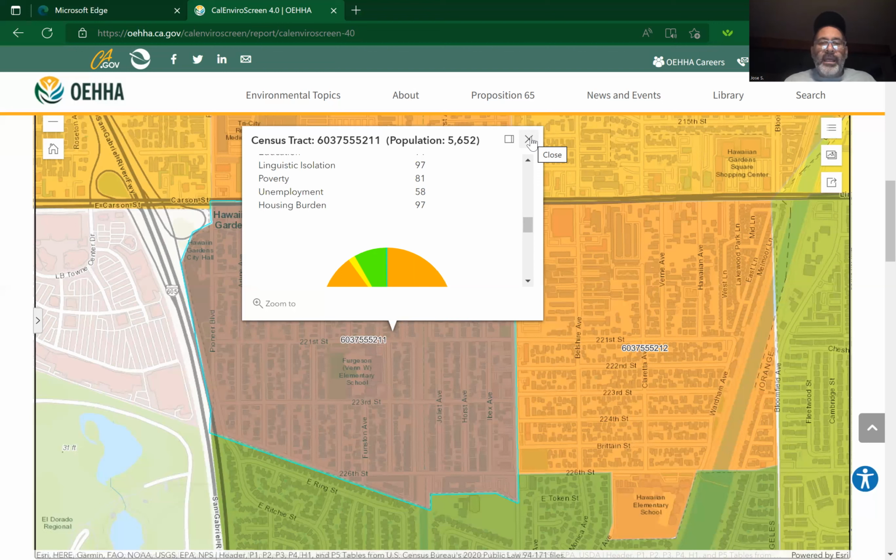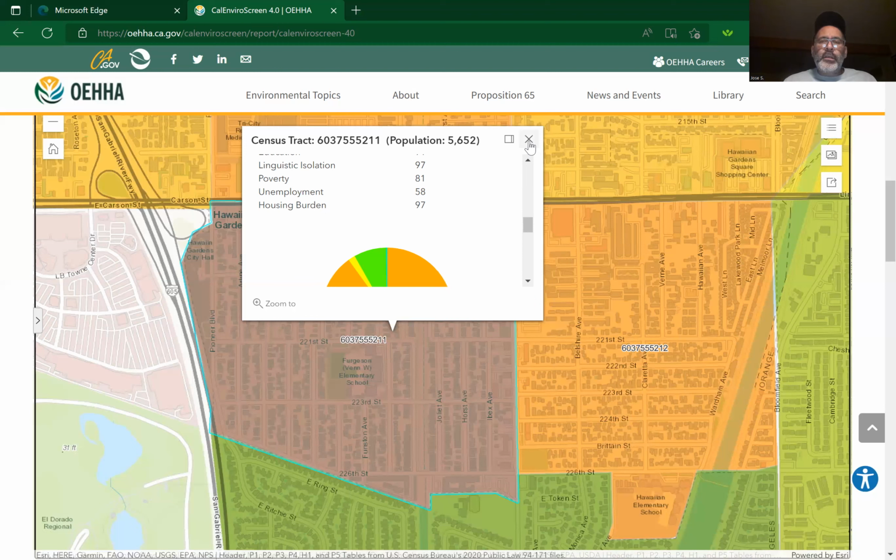And again, that's not saying 58% of the people there are unemployed. It's saying that compared to other census tracts, 42% of them are better off, or worse off. Worse off. Yeah, worse off.